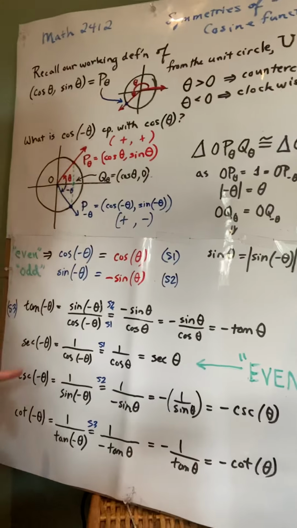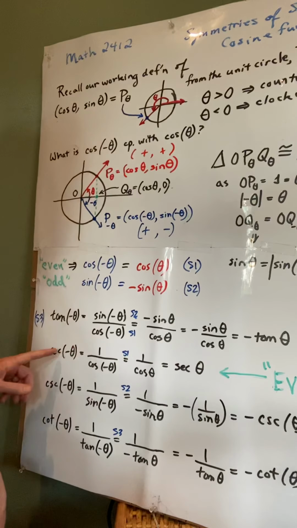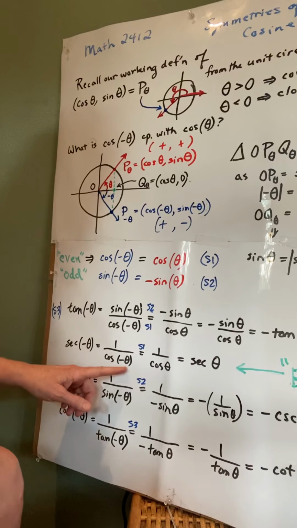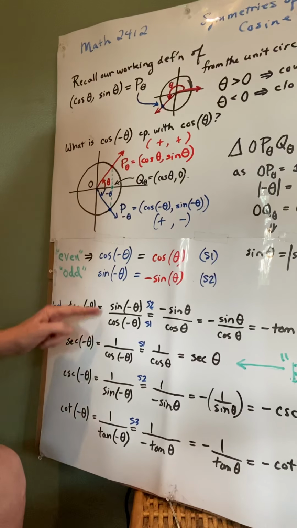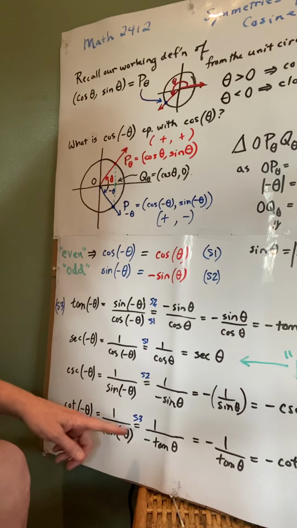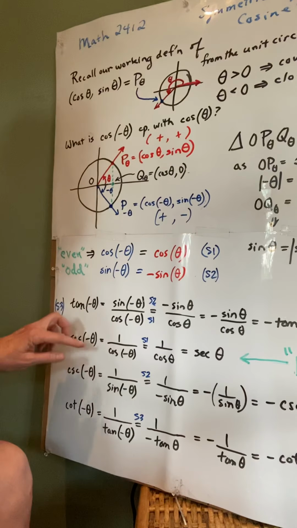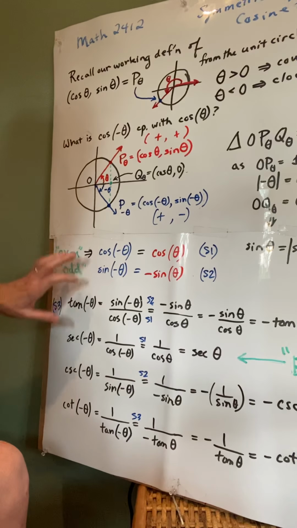You'll notice in all these there's only one other even function, the secant. That's the only one that only involves the cosine, which is nice and even. All the other trig functions involve the sine, and therefore we get one negative sign coming out. So the only two even trig functions are the cosine and the secant, and the others are all odd.